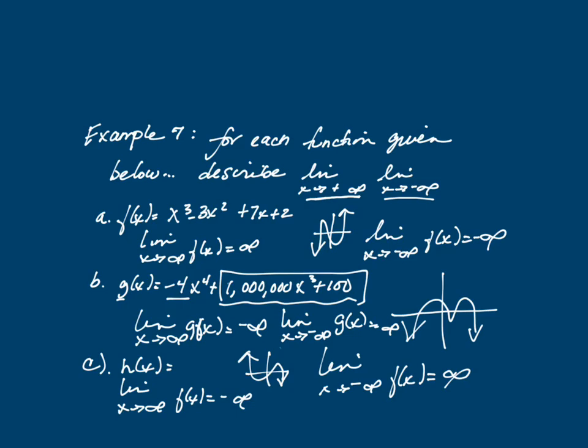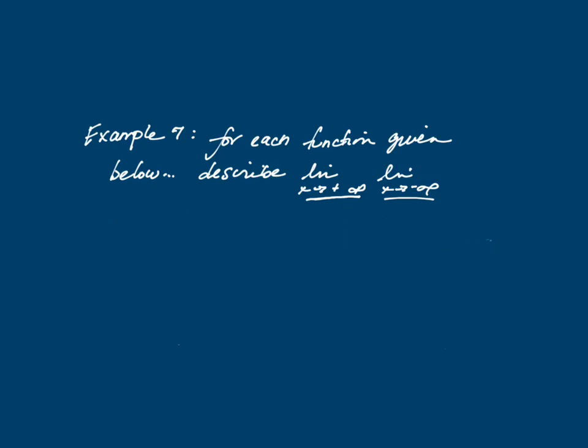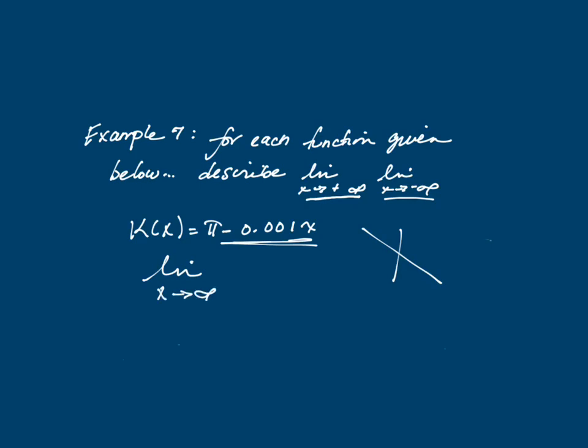All right, and let me just erase a little bit to do D. Okay, so D says k of x is equal to pi minus 0.001x. So this is a linear equation with a negative slope, so you can look at it like that. And this is what we do when we look at end behavior, guys. The limit as x approaches infinity of k of x would be negative infinity, and the limit as x approaches negative infinity of k of x would be infinity.